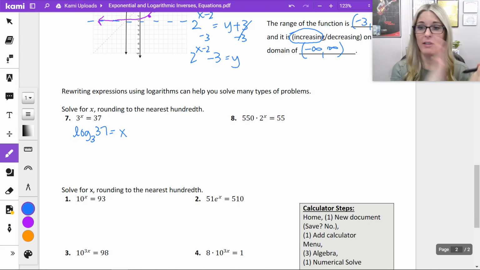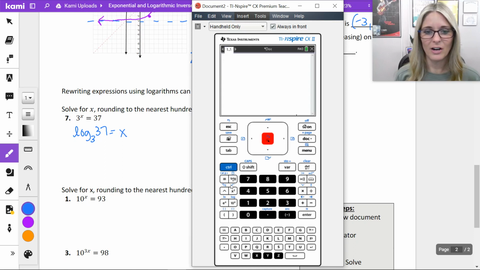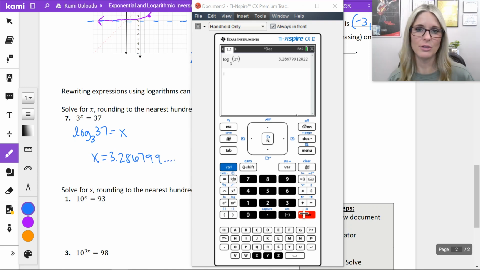Now I have everything on the left side that I need in order to come up with a value that x would be equal to. So let's grab our calculator and find out what the log base 3 of 37 is, and we'll round it to the nearest hundredth. Grabbing our calculator, we have our control, the log button is there, and then we have base 3 of 37, and enter. We have x equals 3.2867999, just writing a bunch here, so you can see those if you can't on my calculator.